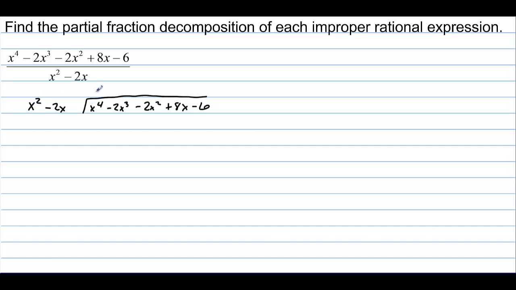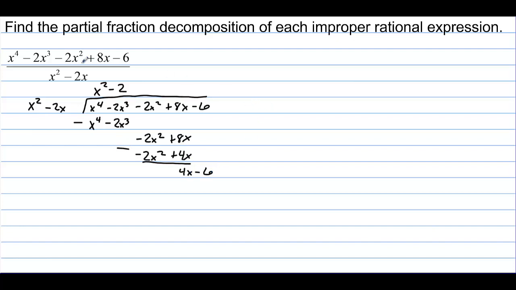X squared goes into x to the 4th x squared times. That way we have x to the 4th minus 2x to the 3rd. And when we subtract, both of these go away. So let's bring down negative 2x squared plus 8x. X squared goes into negative 2x squared negative 2 times. We have negative 2x squared and then plus 4x. Let's subtract. We have 4x minus 6.